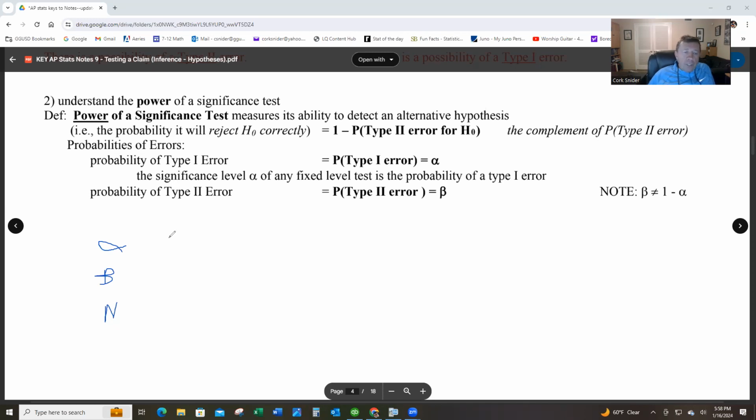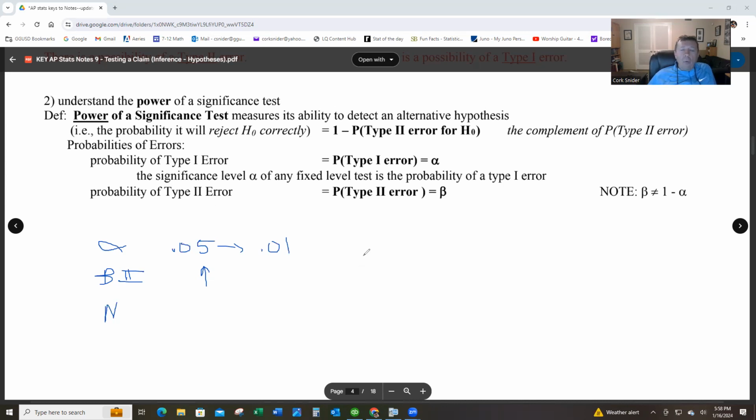Okay, as you lower alpha, if alpha goes from 0.05 to 0.01, what's going to happen is you're going to increase the chances of a type 2 error, a beta error. Because as you lower alpha, it gets harder to prove. You get more fail to rejects when you lower alpha. More fail to rejects result in possibly more beta errors.